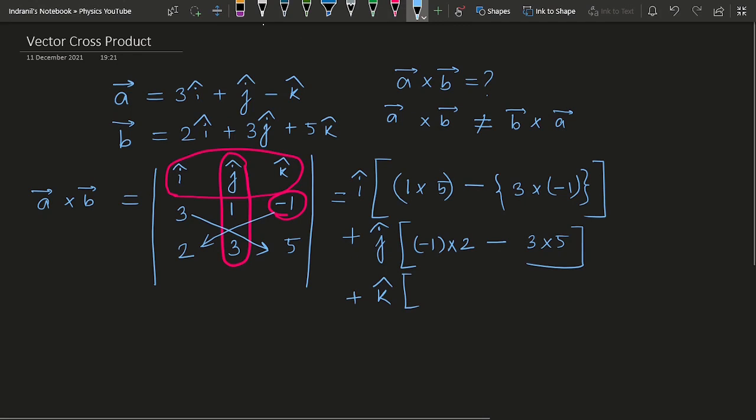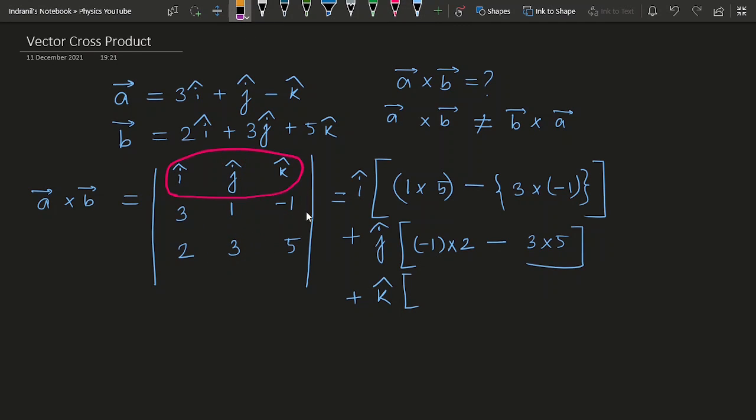Plus k cap. What do we have to do? Similar things. Again we fix this column, and here you have a free choice, and the convention is to start from the top left. So this 3, right? So here 3 into 3 minus 2 into 1.